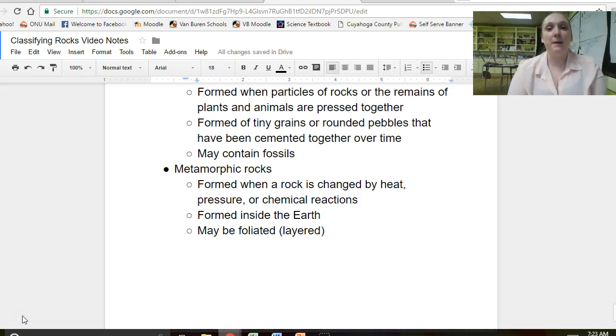What we want to keep in mind about metamorphic rock layers is that they may be bent or wavy. We're going to talk about igneous, sedimentary, and metamorphic rocks a little bit later, and we're going to go into more depth about each of them.